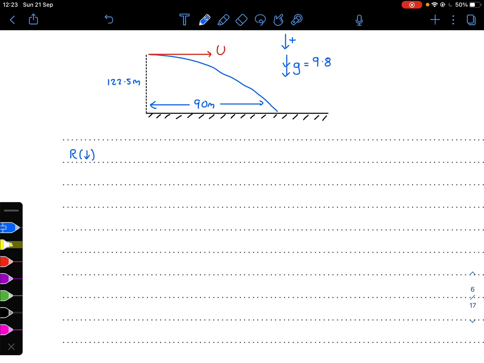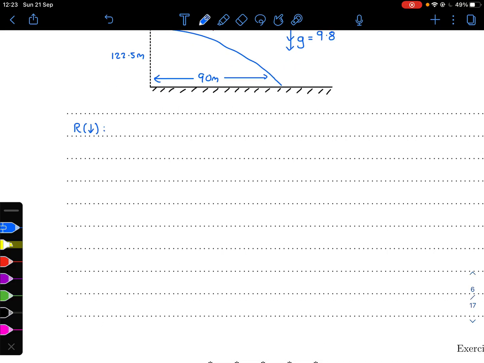I know I'm going to be starting by resolving vertically. I used this arrow to show in my maths which direction is positive. That's again a personal choice. You can do it all with the subscripts. And then this is now a SUVAT problem, so this is a good way to do SUVAT problems. Record all the information.